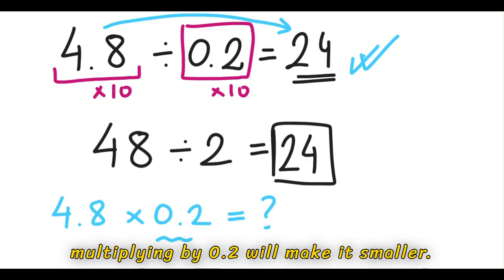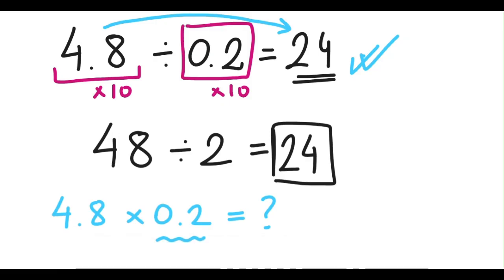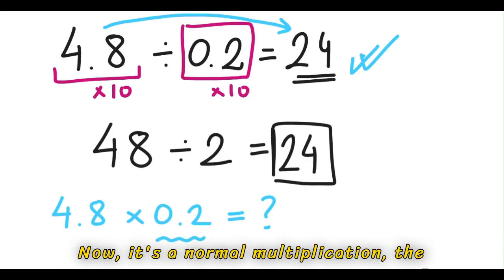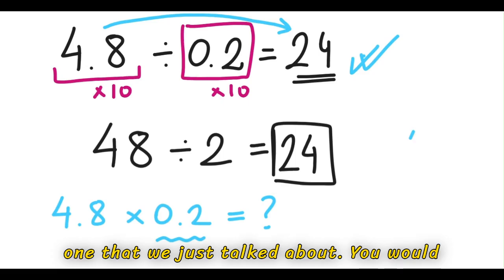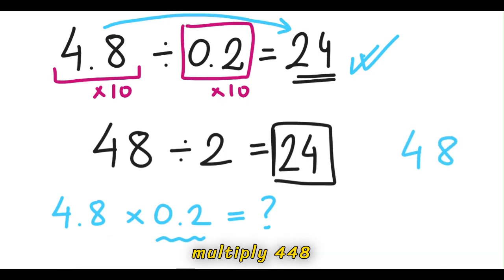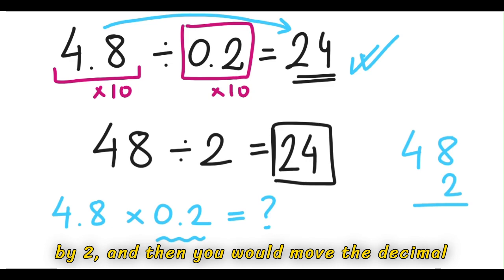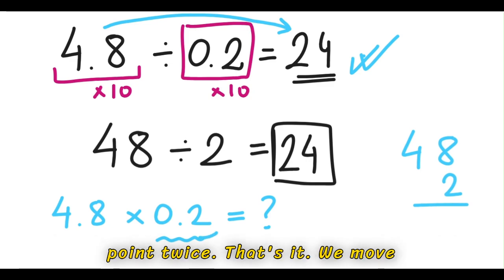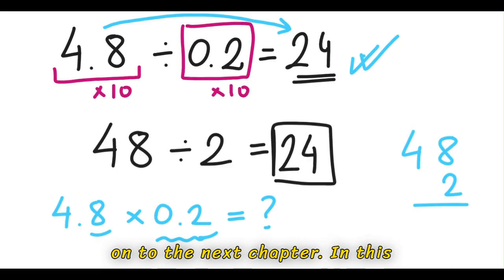So multiplying by 0.2 will make it smaller. Now, it's a normal multiplication, the one that we just talked about. You would multiply 48 by 2, and then you would move the decimal point twice. That's it. We move on to the next chapter.